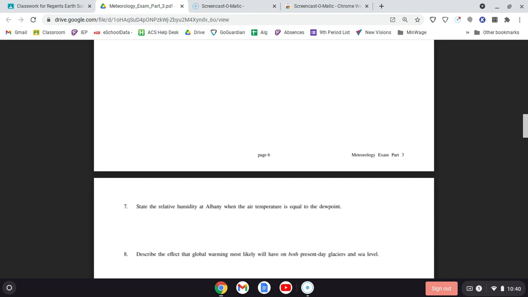That's something that he's talked about. What would the relative humidity be if the air temperature is equal to the dew point? It's usually that very first line.